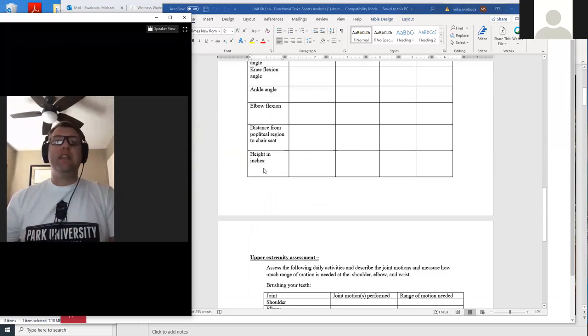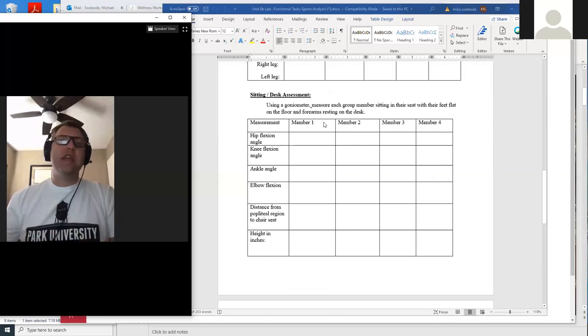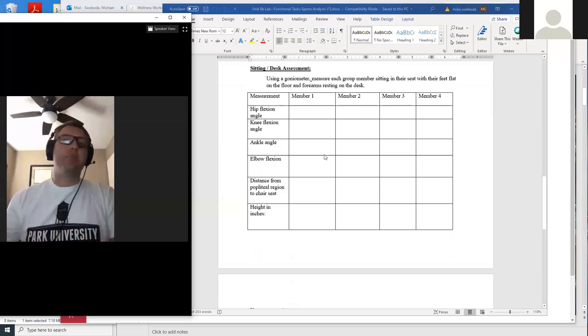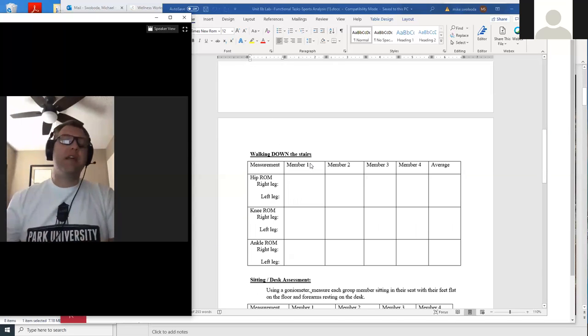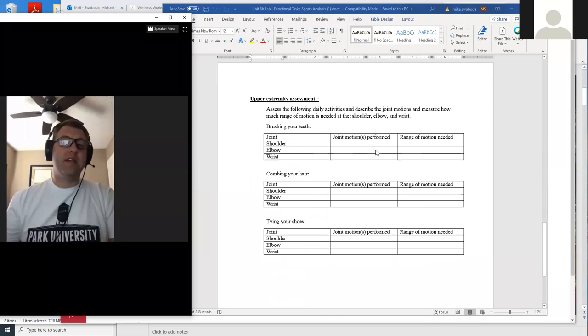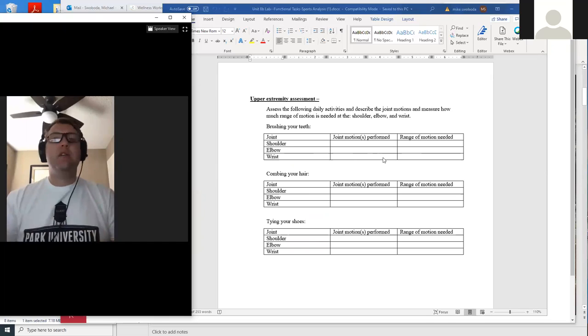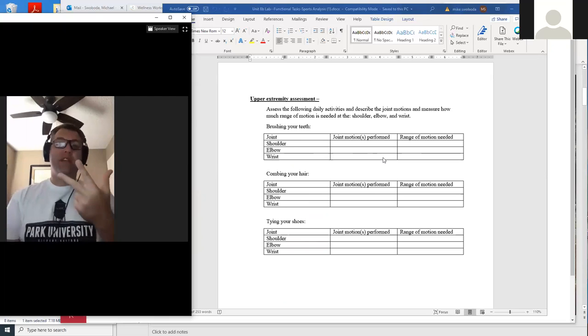And then the last two things you'll do here are your sitting desk assessment and your upper extremity assessment. So the walking up and down the stairs is your lower extremity assessment. The upper extremity assessment means that you are going to do, or at least mime, what these are, and then you would need to find out what the range of motion is needed to do these. So you have three different activities here. You have brushing your teeth, combing your hair, and tying your shoes.